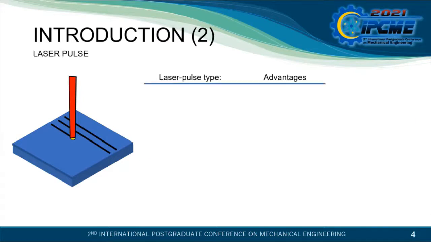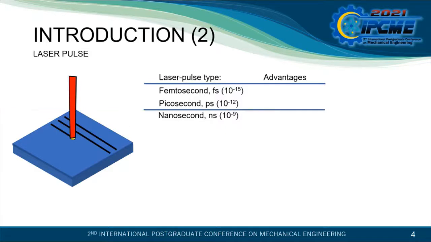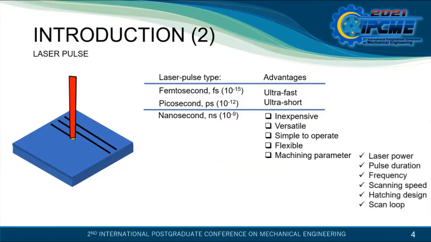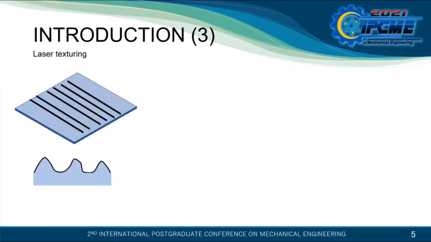Most industries prefer to use more advanced and fast laser technologies such as femtosecond and picosecond. But they are costly and not very economical, while the nanosecond laser technology is versatile and simple to shape. Many parameters, of course, need to be optimized to achieve the best machining performance.